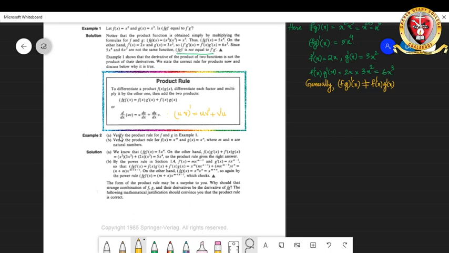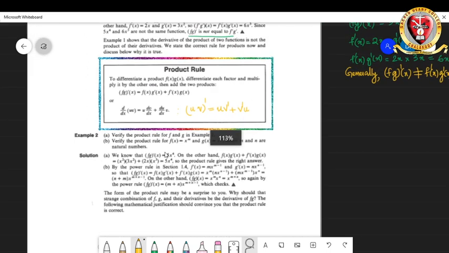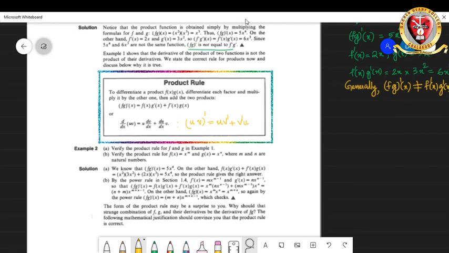So first, in example 2, we have to verify the product rule for f and g in example 1. So in example 1, f of x was x square.